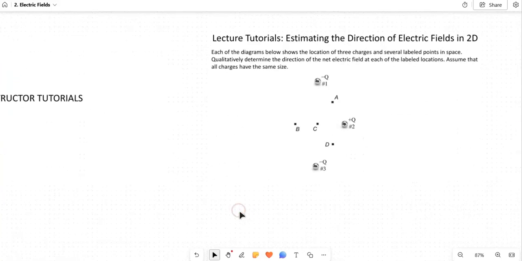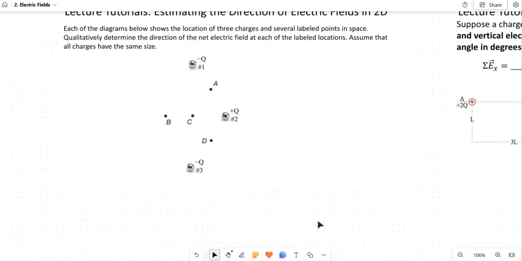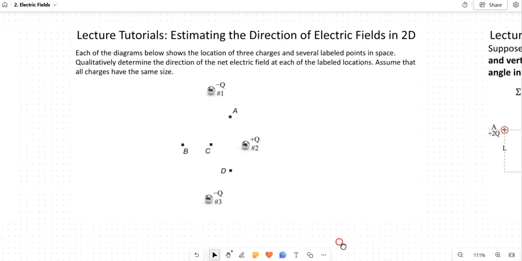Now, the first page of your tutorial is about estimating the size and direction of electric field vectors, and then creating a net electric field vector. So we'll talk about it.